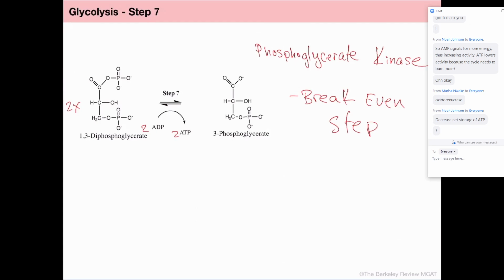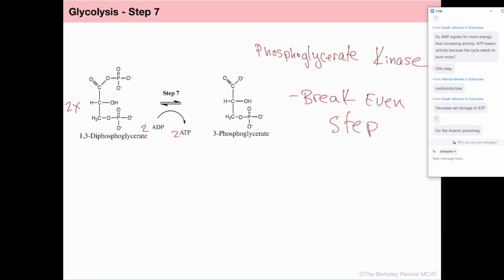Oh, yes. It's a decrease in the net storage of ATP. So we can look at it here. Imagine if this was arsenic. Step 7, you wouldn't gain any ATPs on it. You couldn't do that. Arsenic would prevent that. Arsenic's not phosphate, so you wouldn't get ATP back, and so you would not break even.